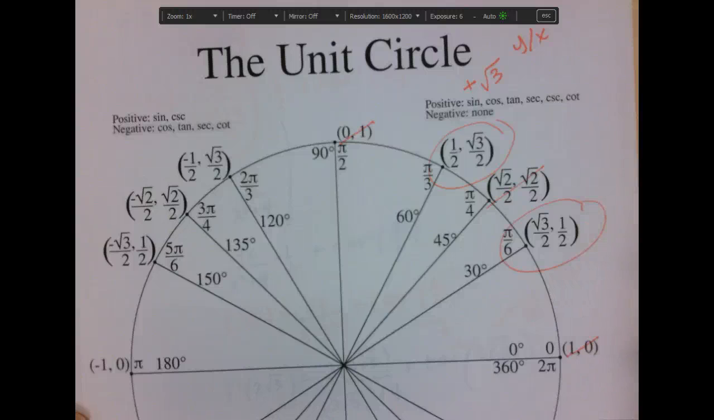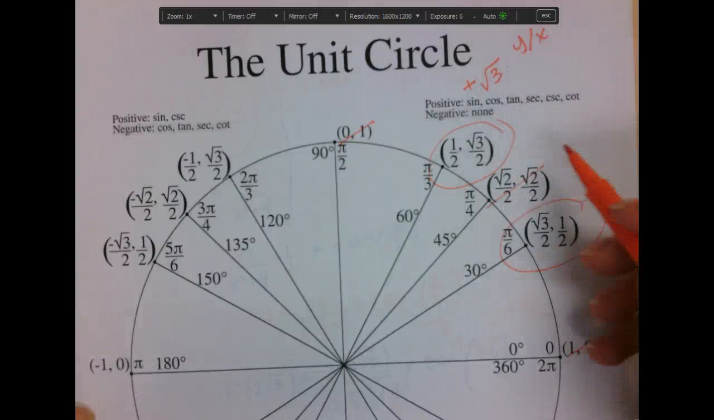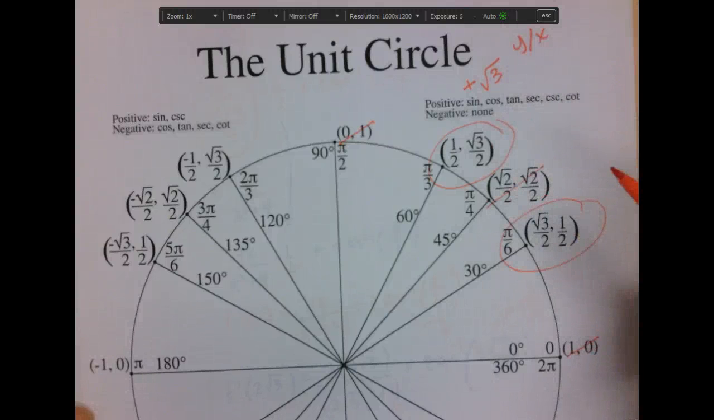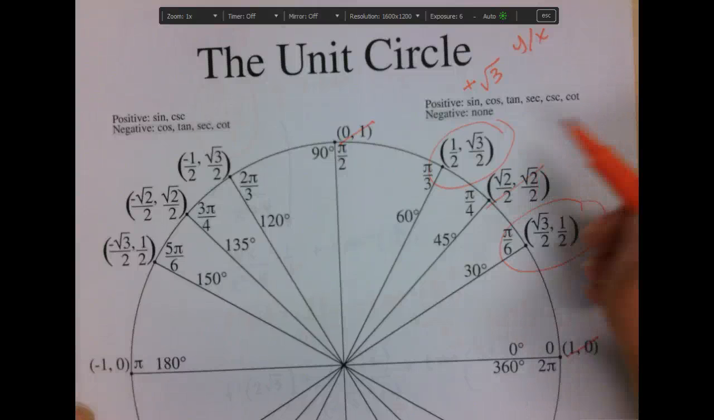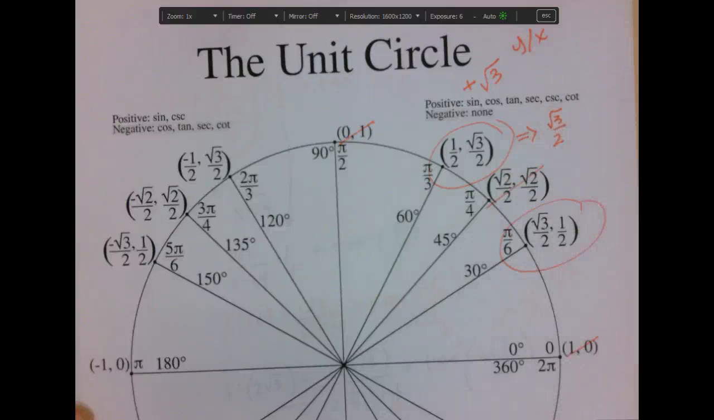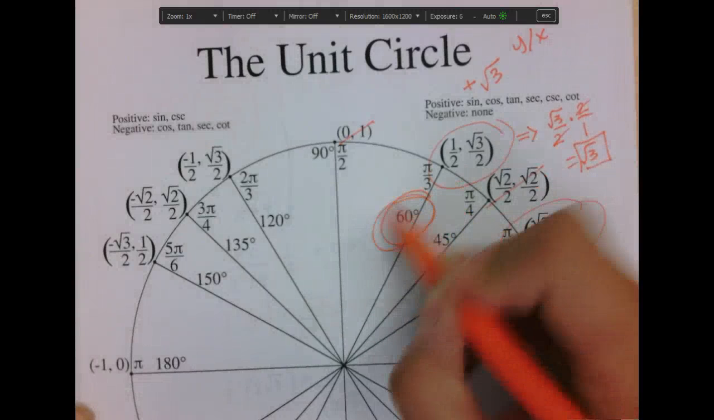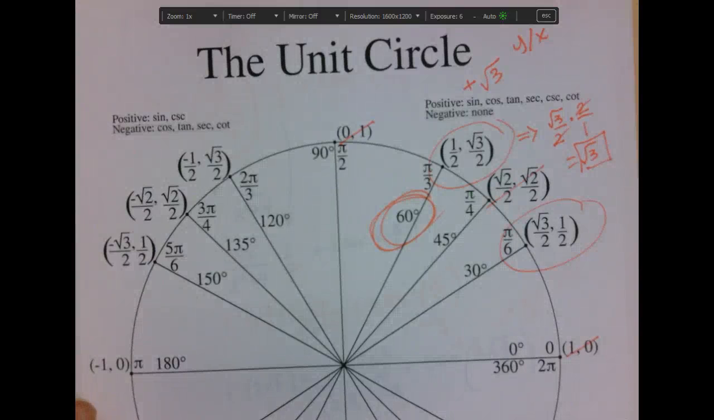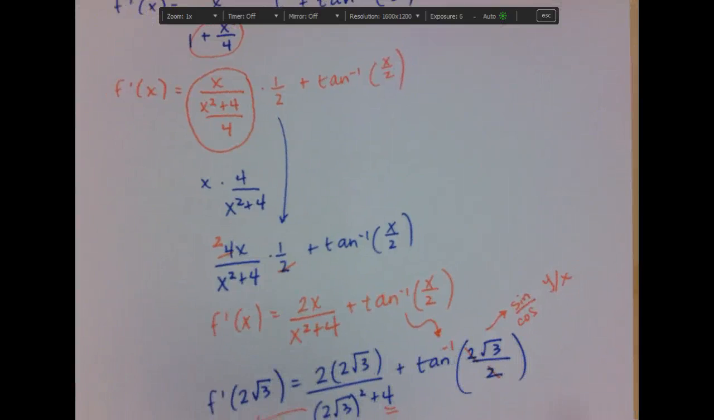So think about in which one of these would you divide sine by cosine, or y by x, and you'd get a square root of 3. And it's actually going to be this one right here. If I take the square root of 3 over 2 and I divide it by the reciprocal, it gives me the square root of 3. So what that tells me is that 60 degrees, or pi over 3, is what will evaluate this expression.